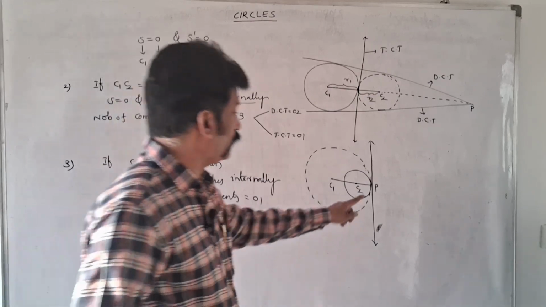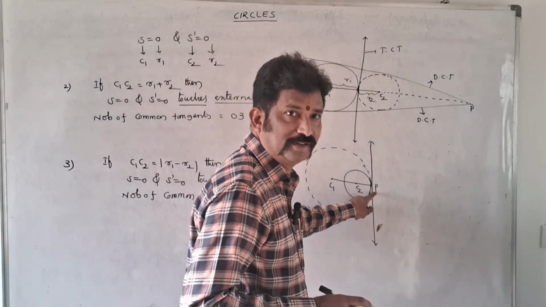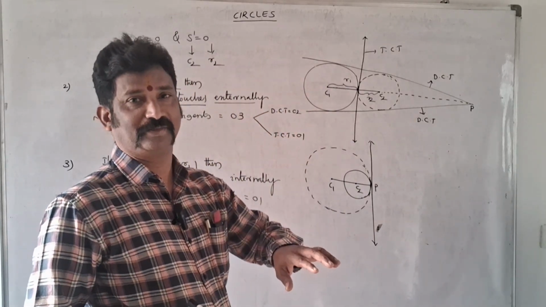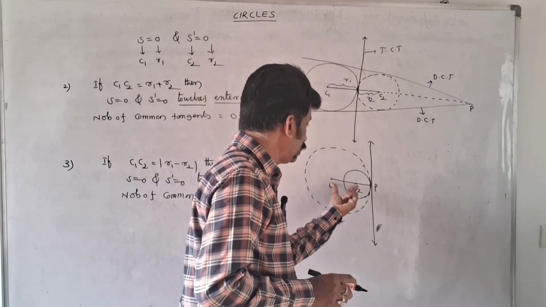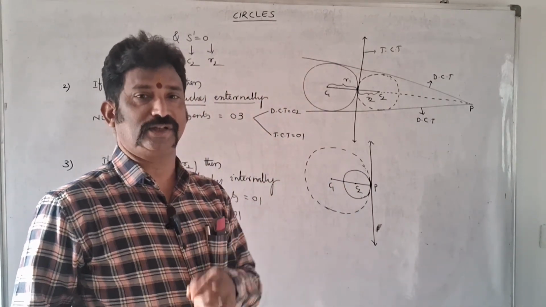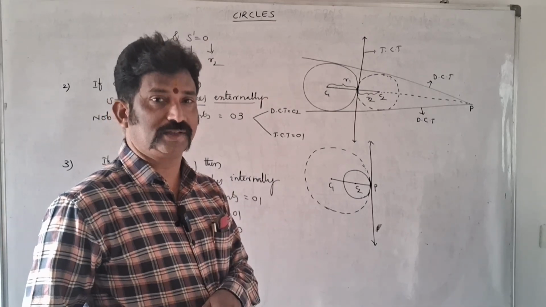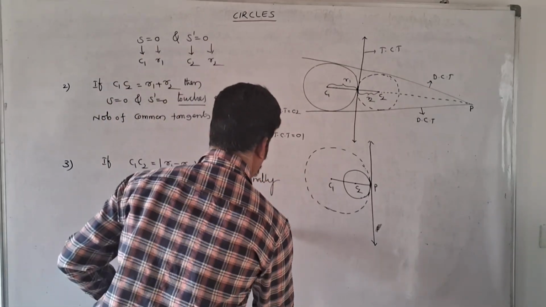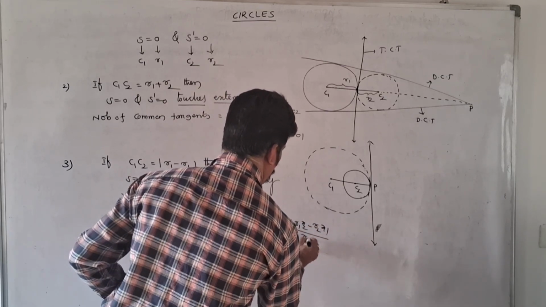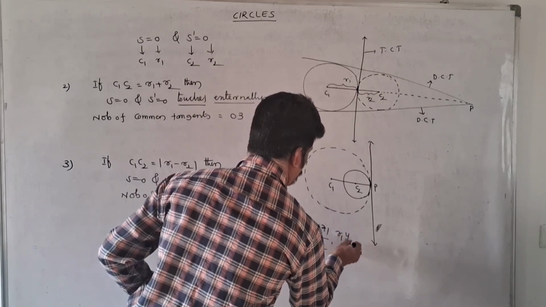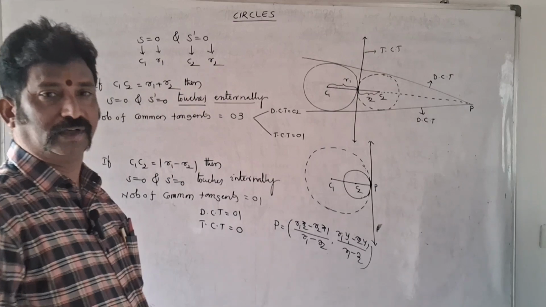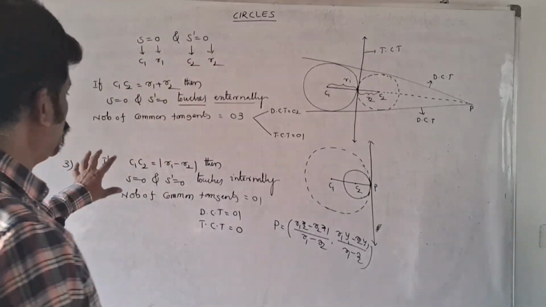The circles touch internally. The point of contact is external. This is the point of contact. If the circles touch internally, then P is external. Why? Because this P does not lie on the line joining the centers C1C2. It lies on the external line of C1C2. That's why it is external. So P is equal to (R1x2 minus R2x1) by (R1 minus R2), (R1y2 minus R2y1) by (R1 minus R2). The point of contact. So 3 cases completed.